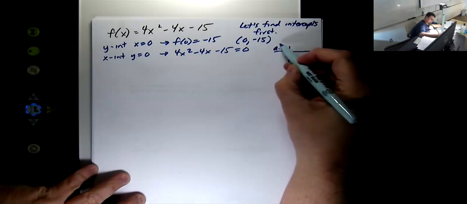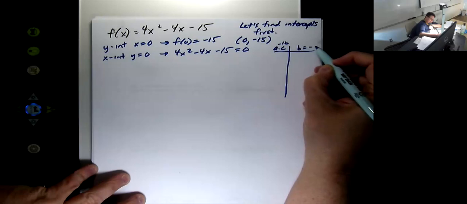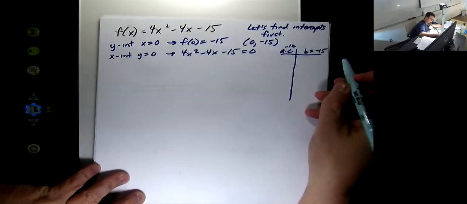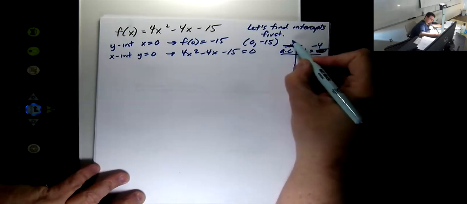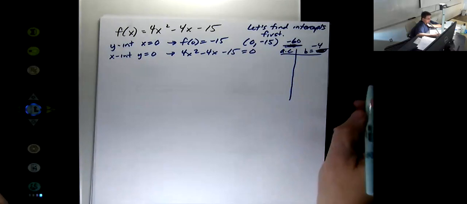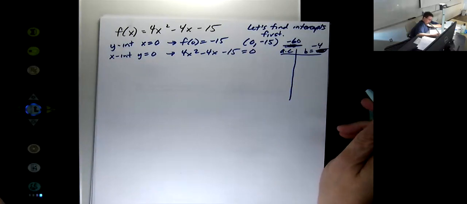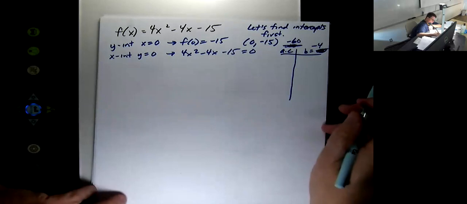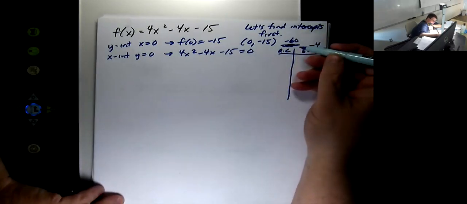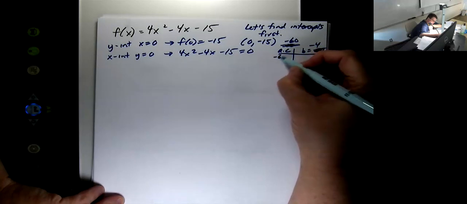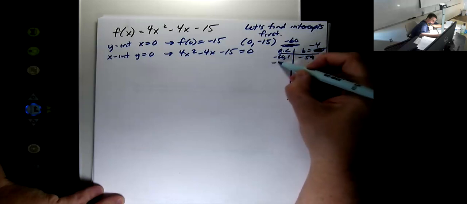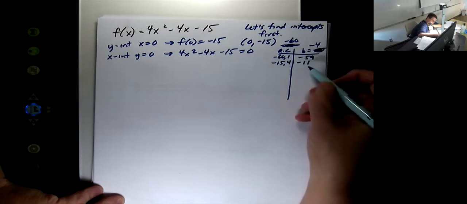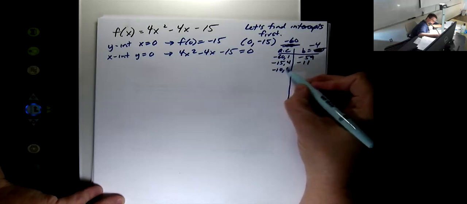A times C is -16. B is -15. Oh, that's not true. B is -4. And A times C is -60. So if I want to find these, the best way to do it is to factor. Let's see, -60 and 1 is a long way away. We could do -15 and 4, that's -11, we're getting closer. -10 and 6 work.